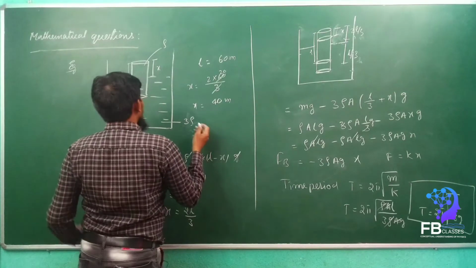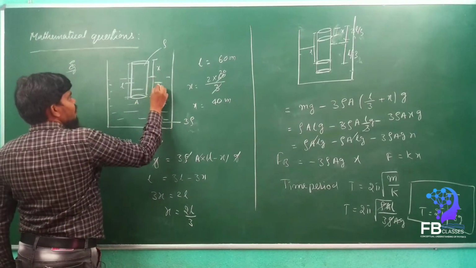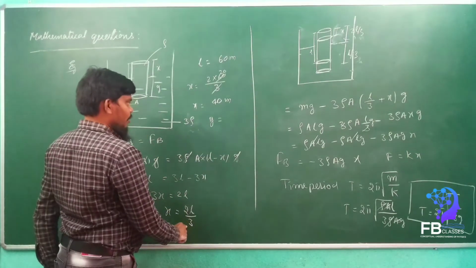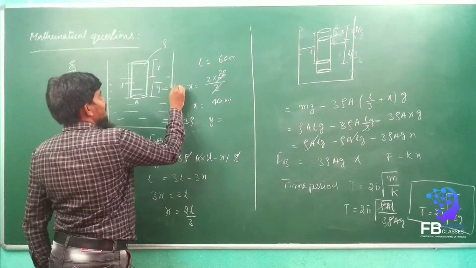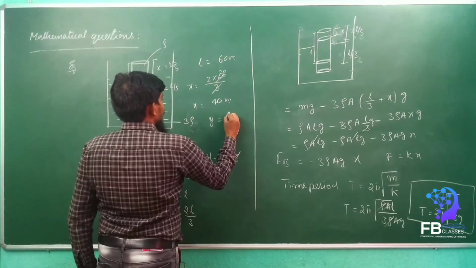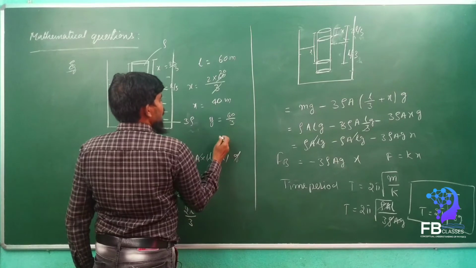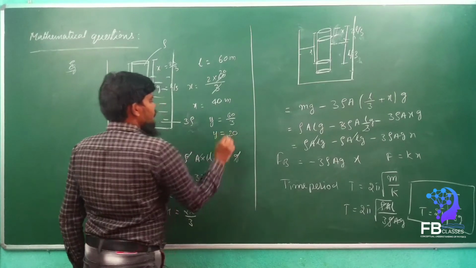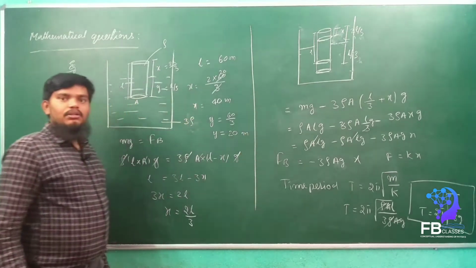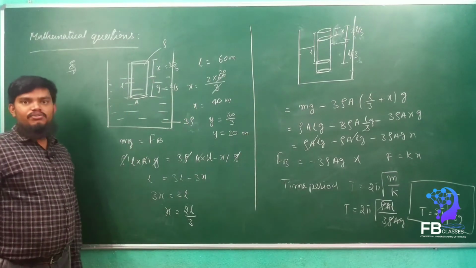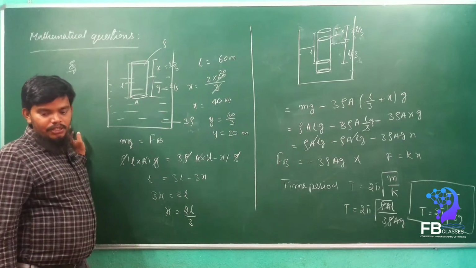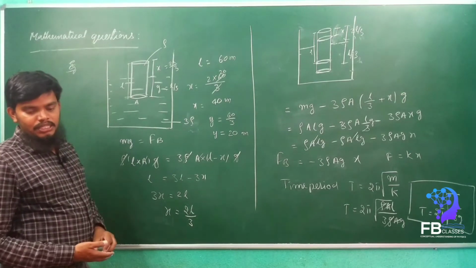Another, for example, if you consider y, how much is y, my dears? If it is 2L by 3, then y is L by 3. So 60 by 3, that is equal to 20. So y will come as 20 meters. If you want to take it as a meter, take it as a meter, otherwise centimeters. So this much value will come. Are you getting my point? Got it? Yes or no?